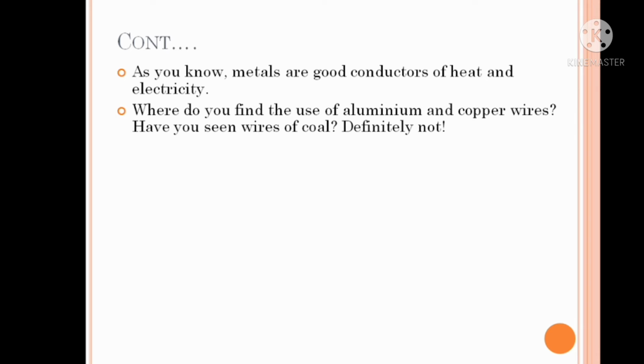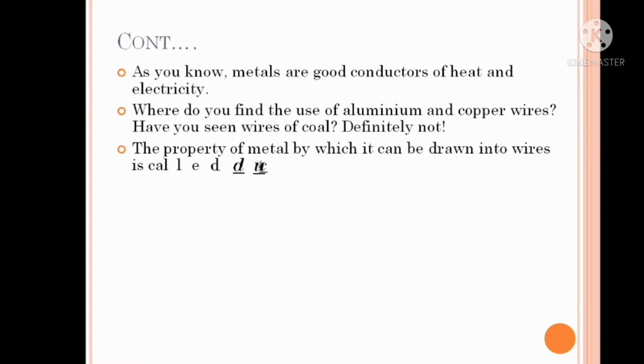Okay. So the conductivity of electricity also depends on the different kinds of metals, which we'll study in the higher classes; we are not going to discuss that over here. Here we only have to know that aluminum and copper wires are good conductors of electricity.